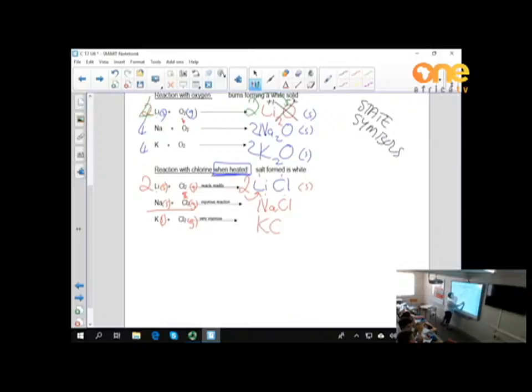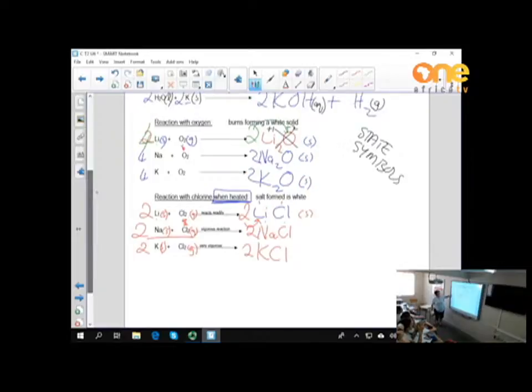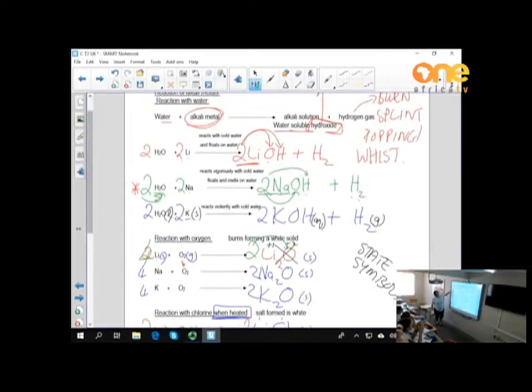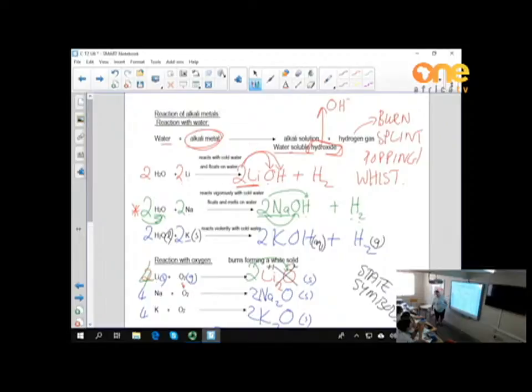Potassium chloride. Okay. So now we've done quite a lot. Yes, they're going to balance in exactly the same way. 2 there, 2 there, 2 there, 2 there. State symbols exactly the same. Now we've done quite a bit. Part of chemistry is being able to write and balance chemical equations.